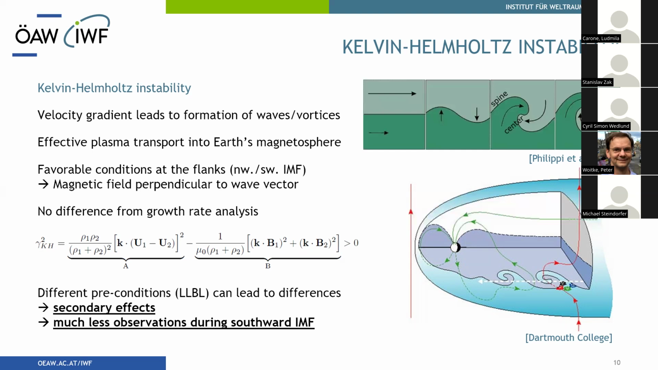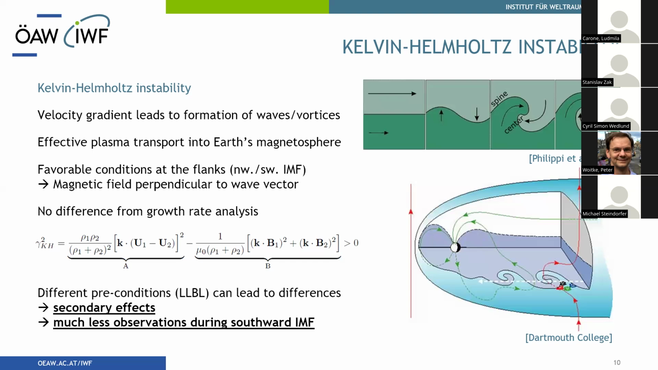So the side wings of the magnetospheric system are northward and southward IMF conditions, because in this configuration the magnetic field is perpendicular to the wave vector. And you can see this very easily in this sketch down here. We have the vortex structure here. The wave vector would be this white line, so in the horizontal direction, and the magnetic field points top, bottom. So these two would be perpendicular.